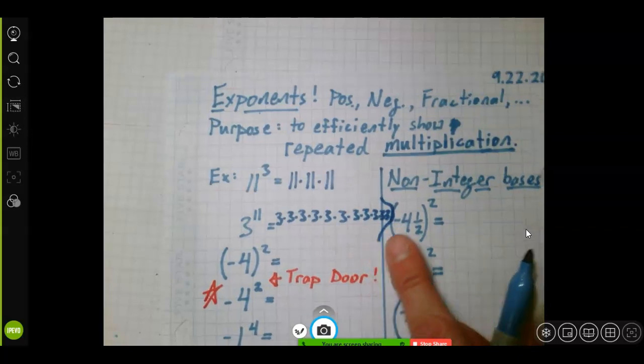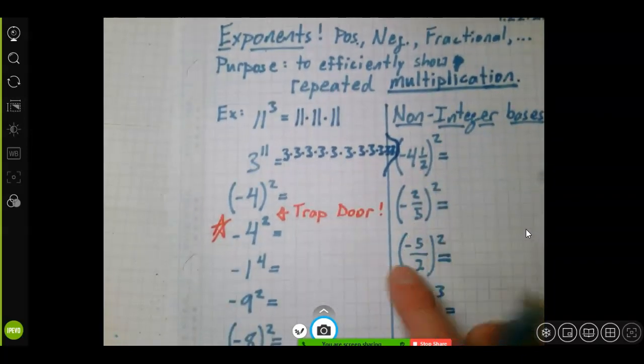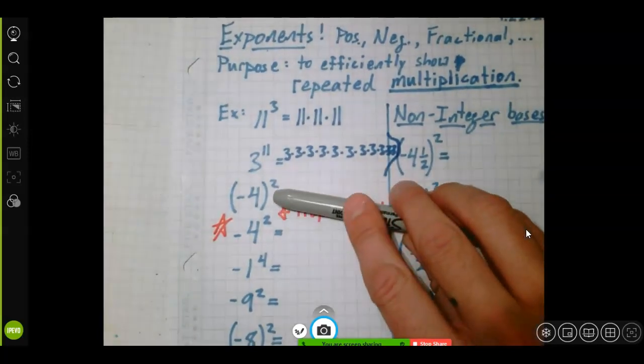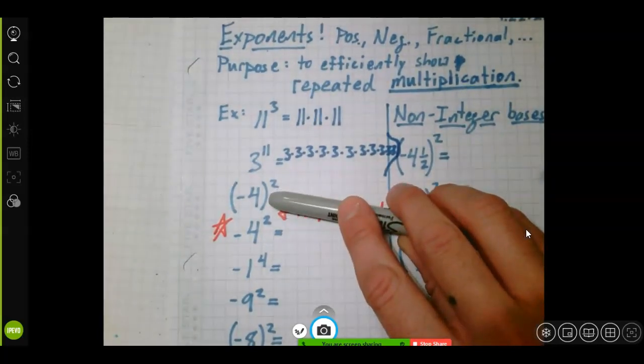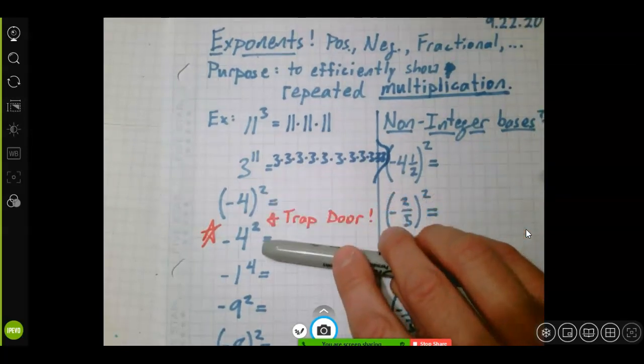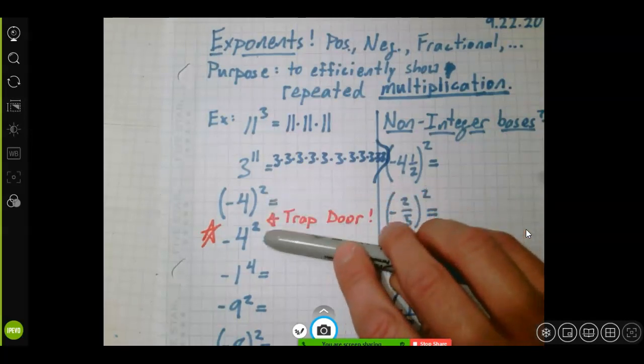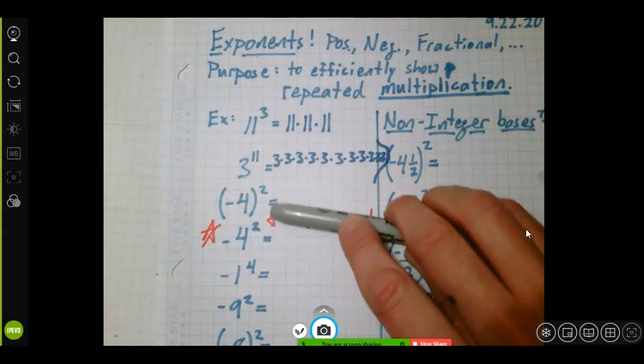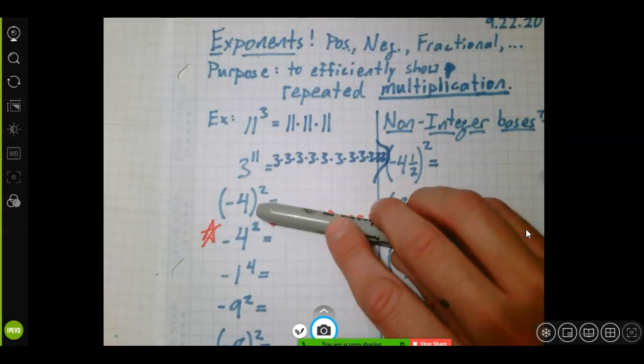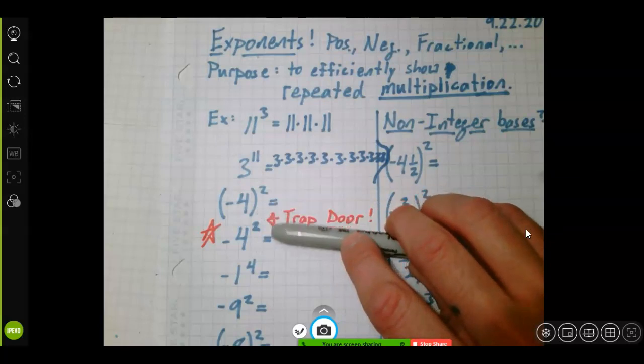But this gets really, really tricky when we start looking at the comparison between expressions with exponents involving parentheses versus expressions with exponents not involving parentheses. Would anyone like to take a risk and tell me how these two expressions compare? Are they the same? Are they going to be different? Can we talk through what is happening here? Zoe?